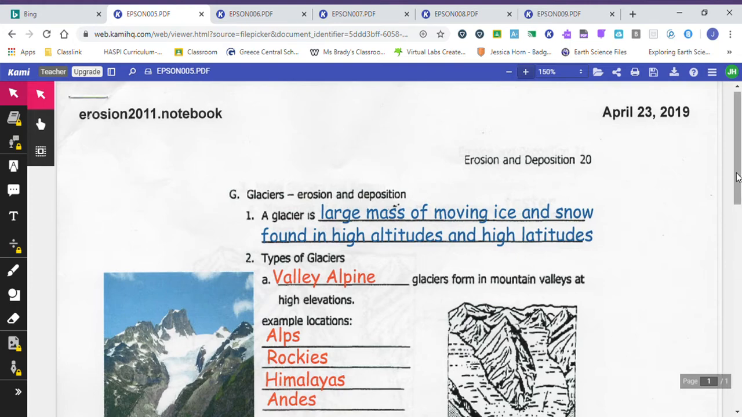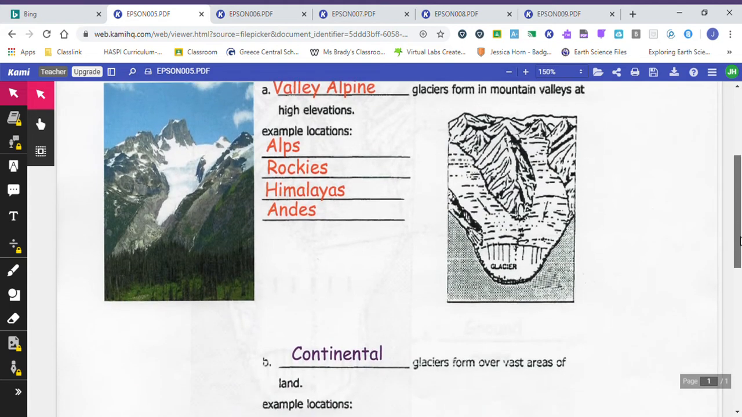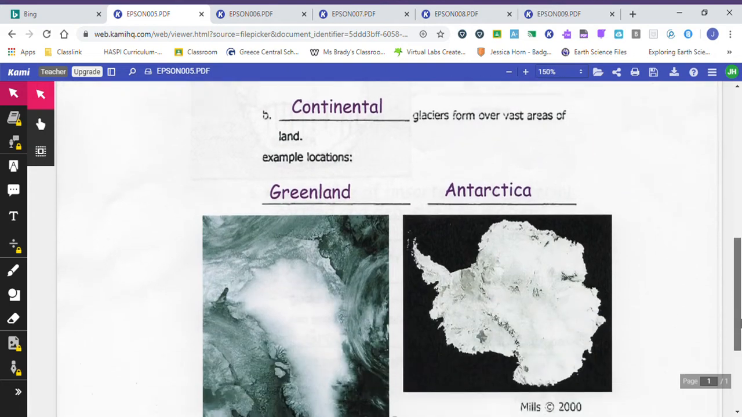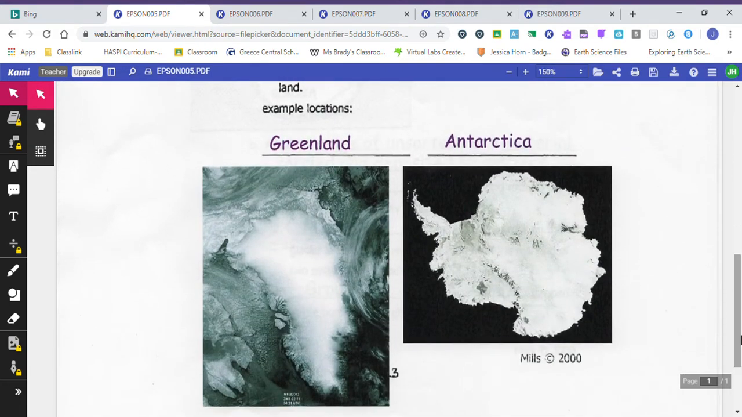We also have what's called a continental glacier. Now, a continental glacier is exactly what it sounds like. It is a glacier that forms over really large areas of land, like a continent. Antarctica, which is down in the South Pole, is all one big piece of ice, and it's very thick, and that is considered a glacier. Greenland, the country of Greenland, is covered in mostly ice, so we consider that a continental glacier.